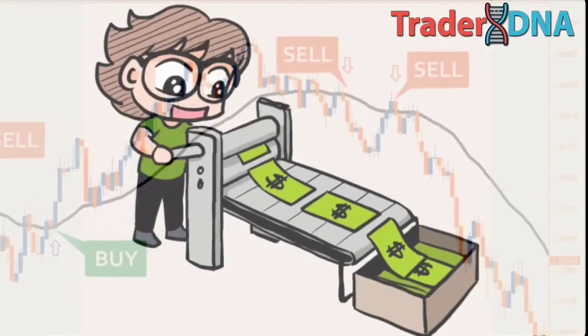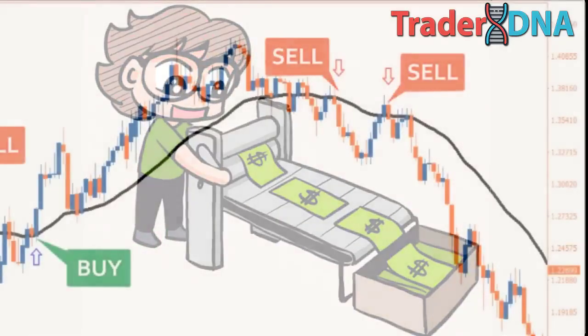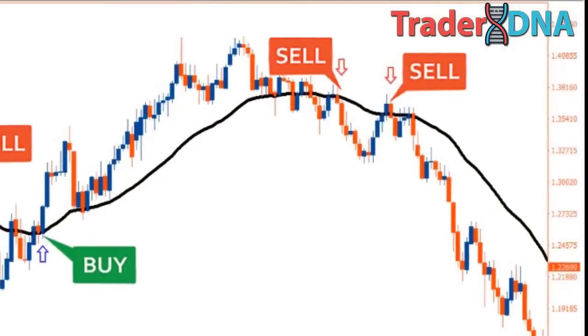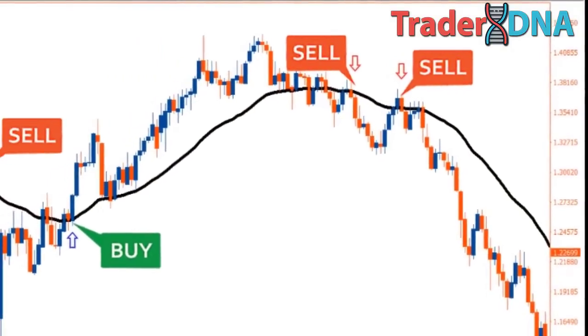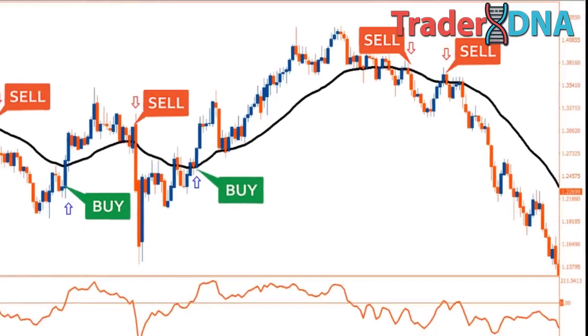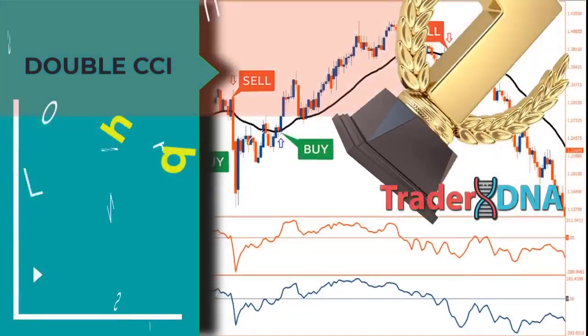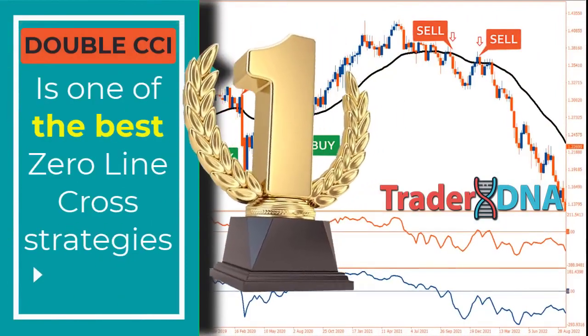Double CCI with 34 EMA is a type of trading system which any trend-following trader would love to have. Its simplicity and its capability to create crystal-clear signals are some of the reasons why this trading system is so special. The double CCI system is one of the best zero-line cross strategies.